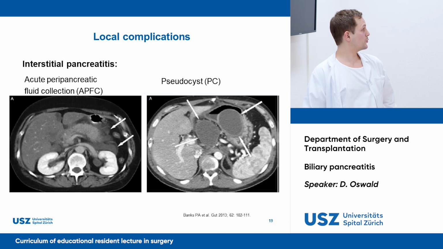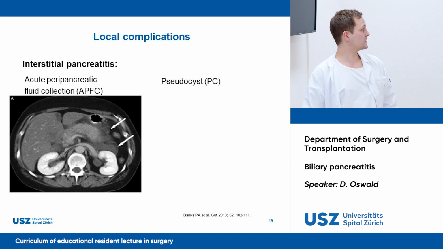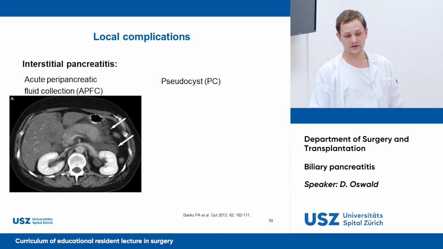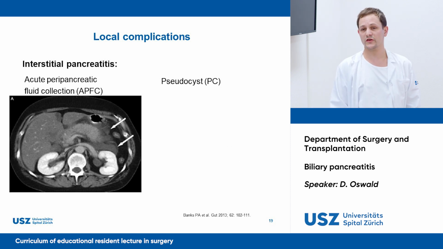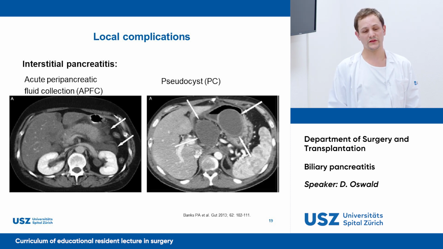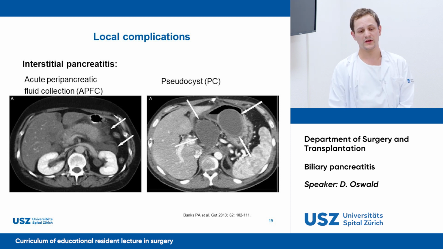Here's a picture, first of the peripancreatic fluid collection, like this homogeneous fluid around the pancreas. And if they don't resolve and mature, they build a well-defined wall that completely encapsulates the fluid collection. It's still homogeneous, has no non-liquid contents. The collection is usually round or oval, and the fluid collection is typically extrapancreatic.